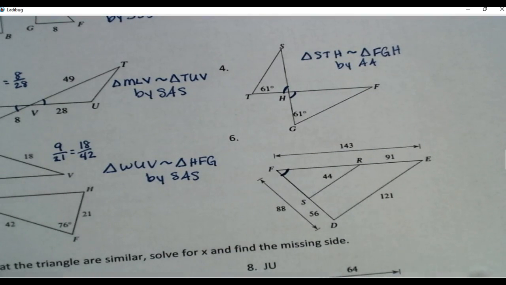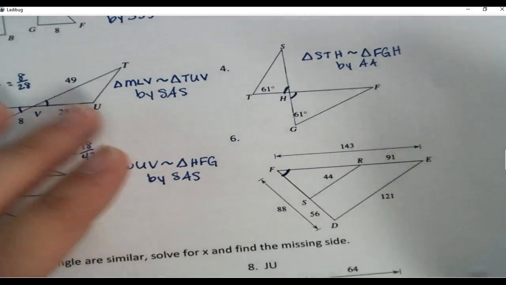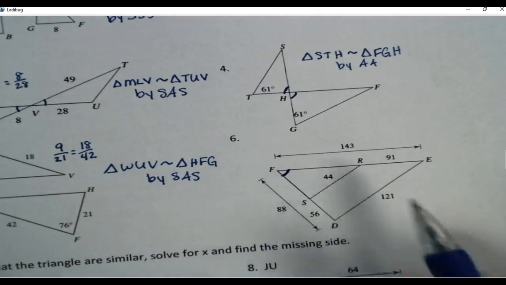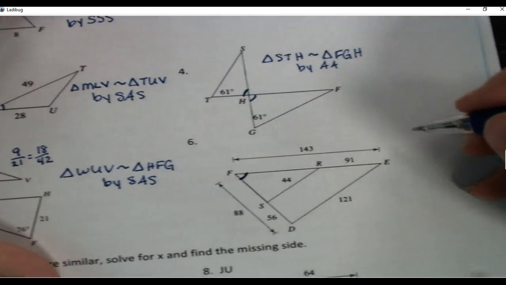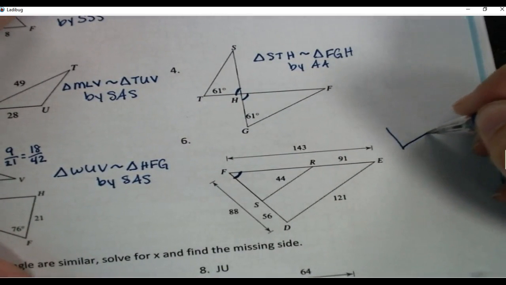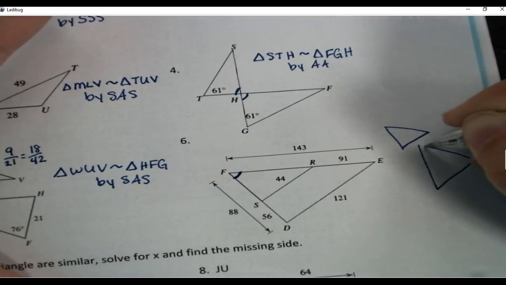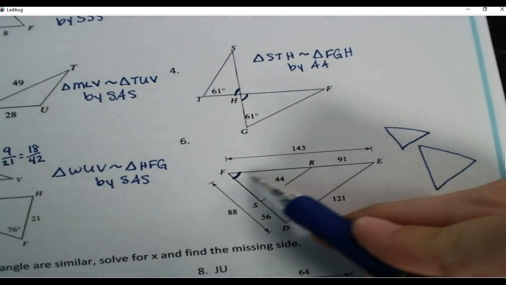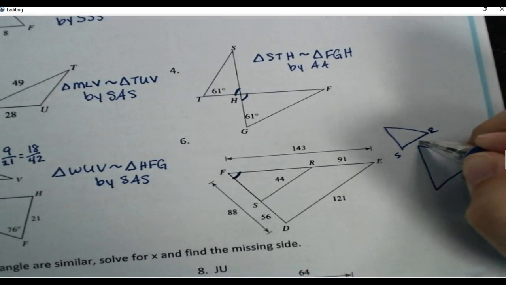In this one, you could say two different things. You could say side, side, side, because we do have all three sides of this big triangle, or you can say side, angle, side. Either way, it'll be okay. But if it is confusing you, you can split it into a small triangle and a bigger triangle, if that helps you. In my small triangle, the only side I know is SR, which is 44.